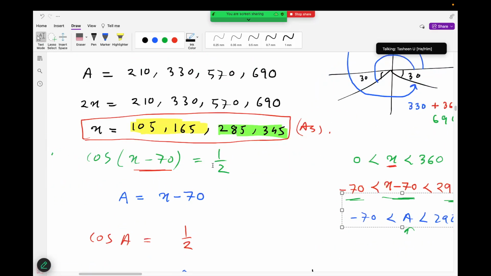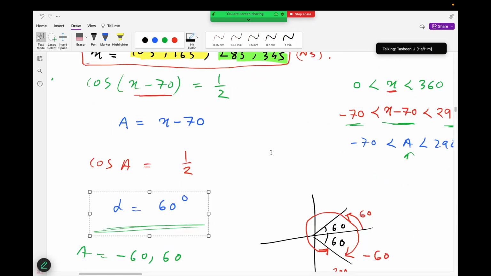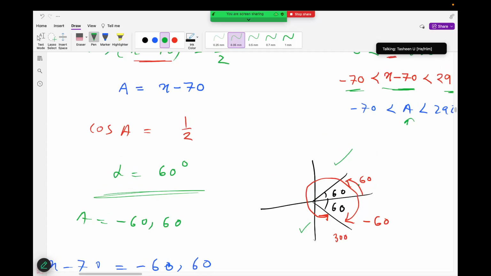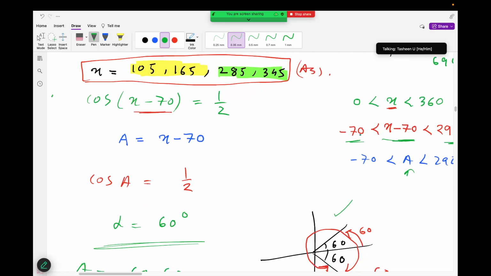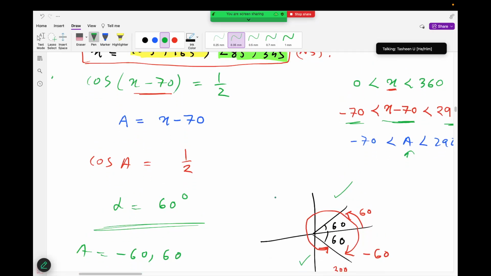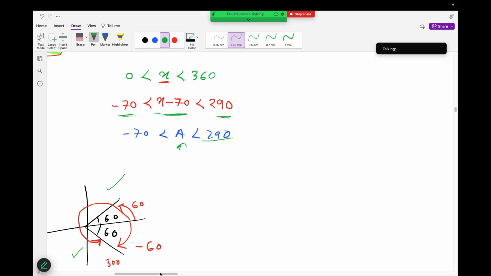So for cos, you take the basic angle: cos alpha equals half, alpha equals 60. Cos is positive, so first quadrant and fourth quadrant right here. We first find angles in the negative side. Remember, we can go up until negative 70. So the first one is negative 60, and the next one is 60. We can't take 300 because that is out of the range, greater than 290.